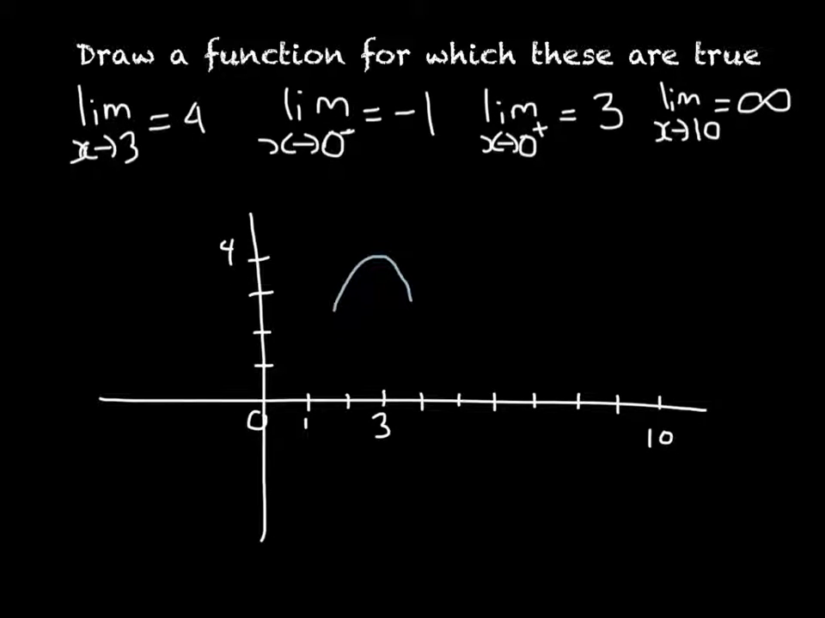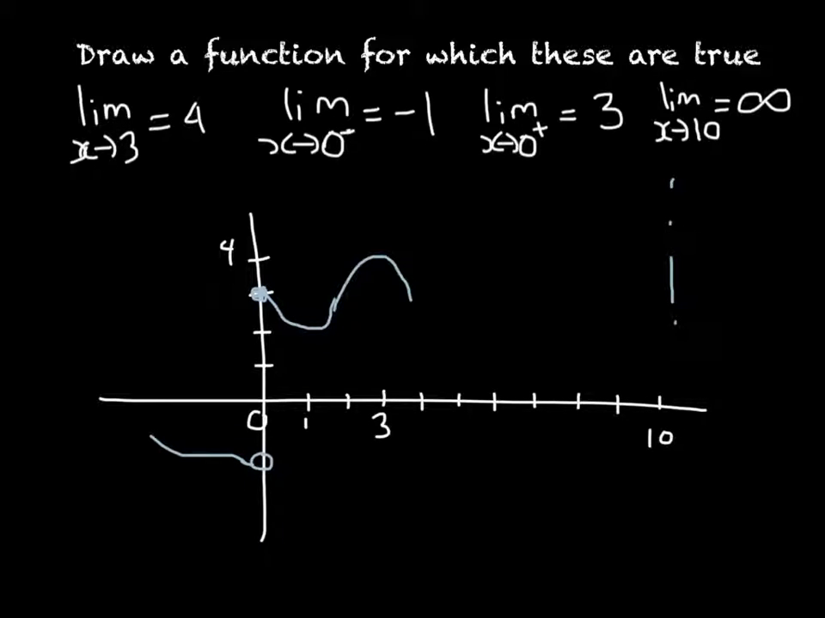Okay. Then I know that if I approach 0 from the left, then I end up with a point near -1. So that can look something like this, approaching from the left. And if I approach from the right, then I end up with a function near 3. So maybe that can look like this. And let's just have it hook up to whatever I've already drawn here. Okay. And then as I approach 10, I get close to infinity.